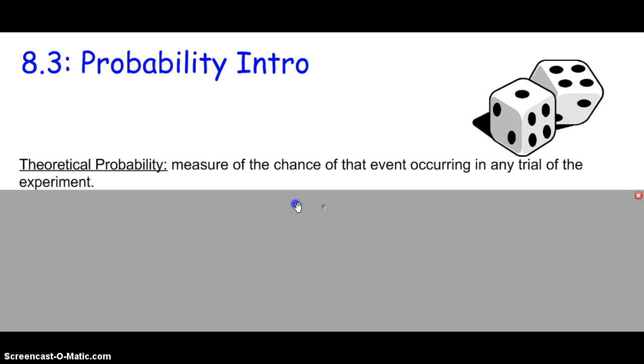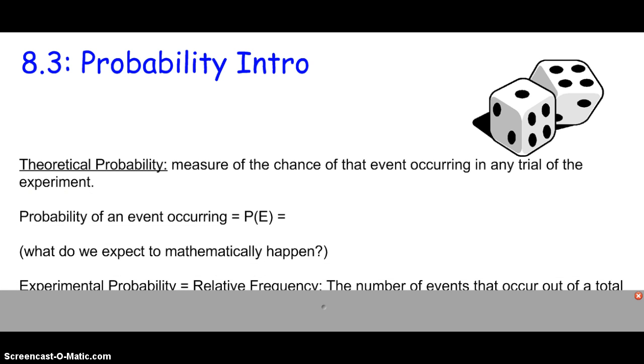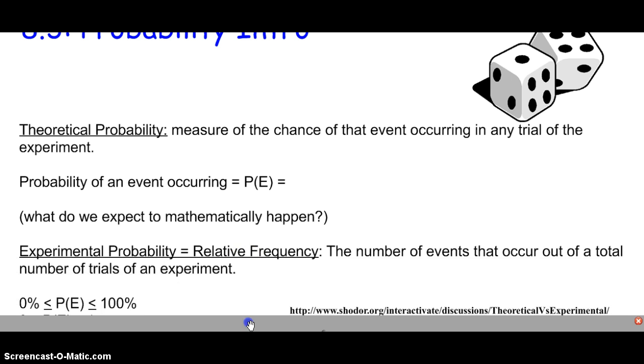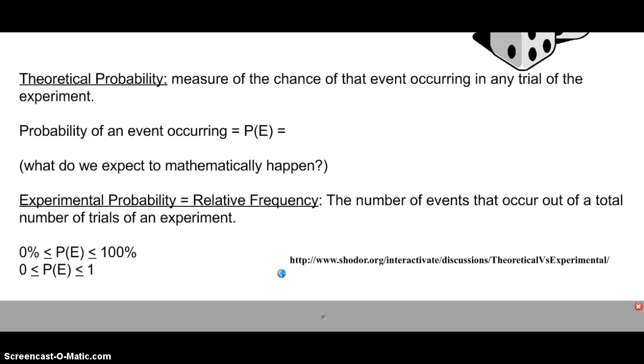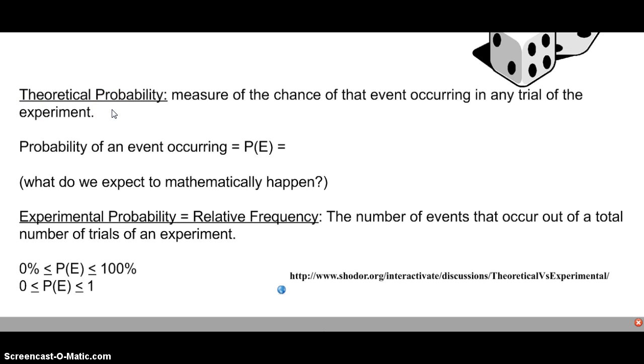Okay, so the first couple of things is some definitions, remembering the basics with probability. And first I want you to think about theoretical probability, what that means. And that's the measure of the chance of that event occurring in any trial of the experiment. And the notation that we use for a probability of event occurring is P parentheses E. And whenever you see that, they want to know what do we expect to mathematically happen.